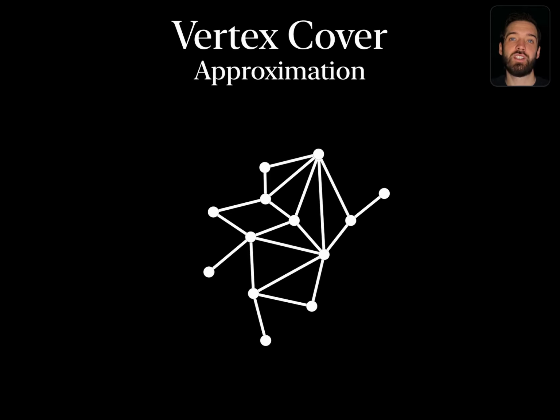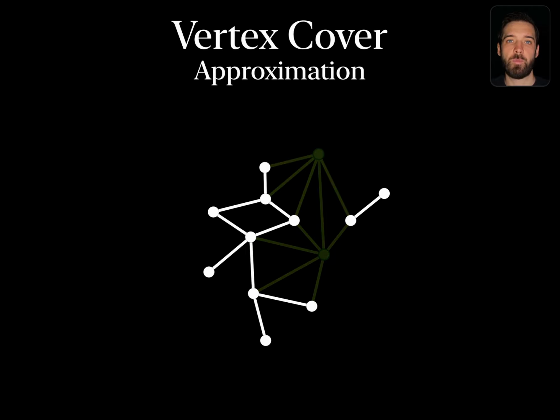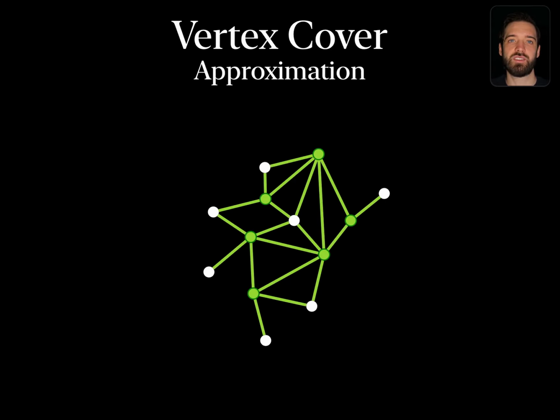A very simple greedy algorithm works as follows. We determine the vertex with the largest degree in the network, and then we add it to the cover and remove it from the graph together with its incident edges. Now we simply repeat this process. Find the vertex with the largest degree in the remaining graph, add it to the cover, and remove it from the graph. We do this until there are no more edges left in the graph. The vertices we collected on the way then form our vertex cover.